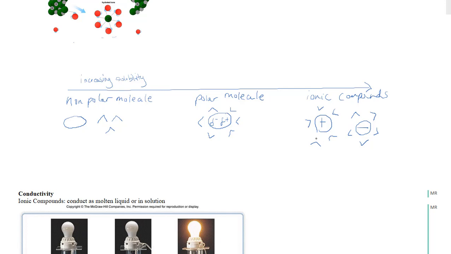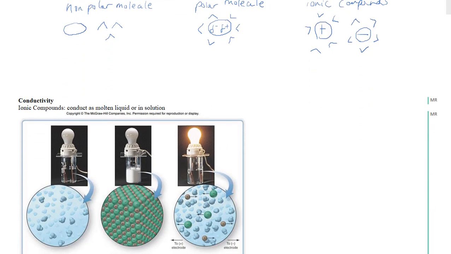So as you know, ionic compounds will not be conductive as solids, but when they're liquids or when they're dissolved in water, they will conduct electricity. So let's have a look at that.